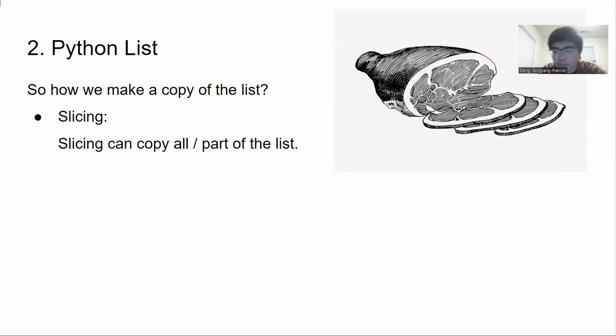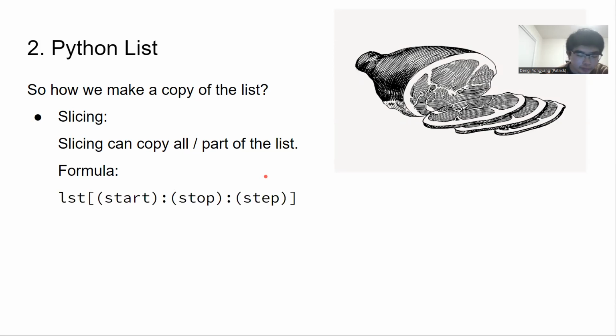Like suppose I give you a ham, and then you can cut a piece. And suppose I cut two pieces, the second piece may be the same as the first piece, or it may be smaller or larger than the first piece, and this will also be the same situation here. So I will have the formula. This has start, stop, step, separated by two colons.